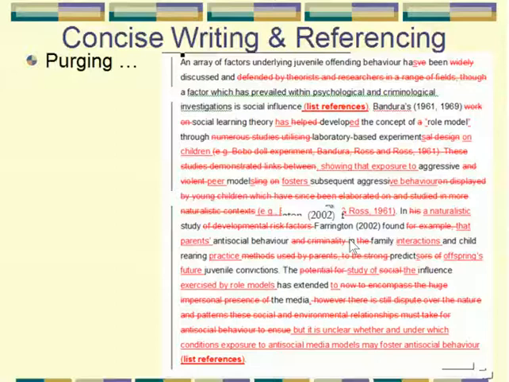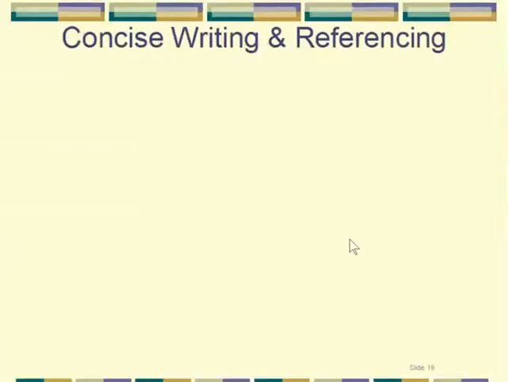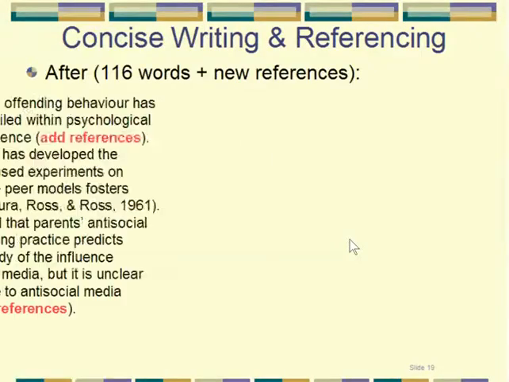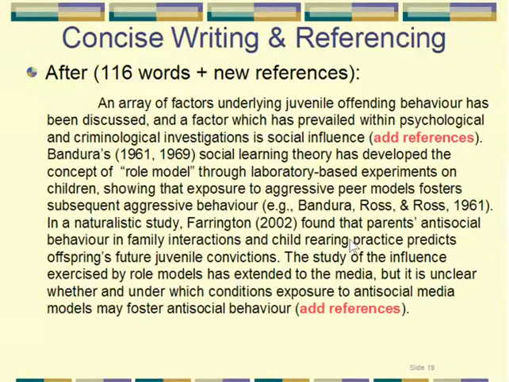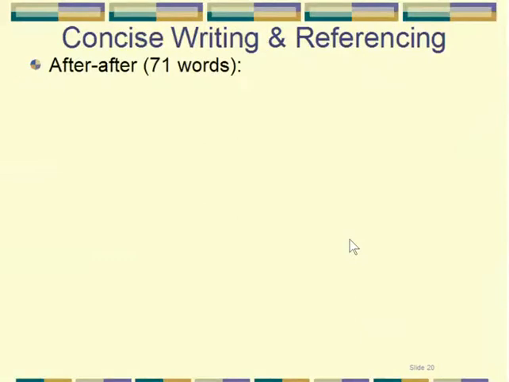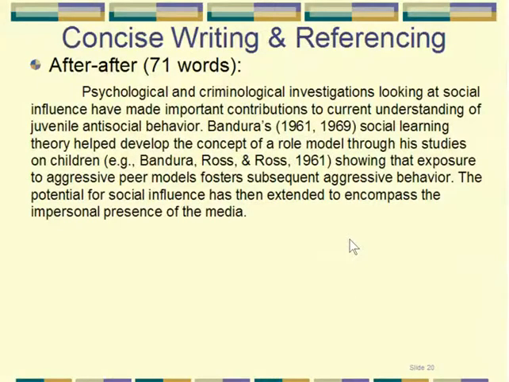And here the comment is list references, and so forth. But after accepting these changes and adding the references, it starts looking a bit better. An array of factors underlying juvenile offending behavior has been discussed, and a factor which has prevailed within psychological and criminological investigations is social influence, but still add references here. Finally, the first paragraph becomes just 71 words.